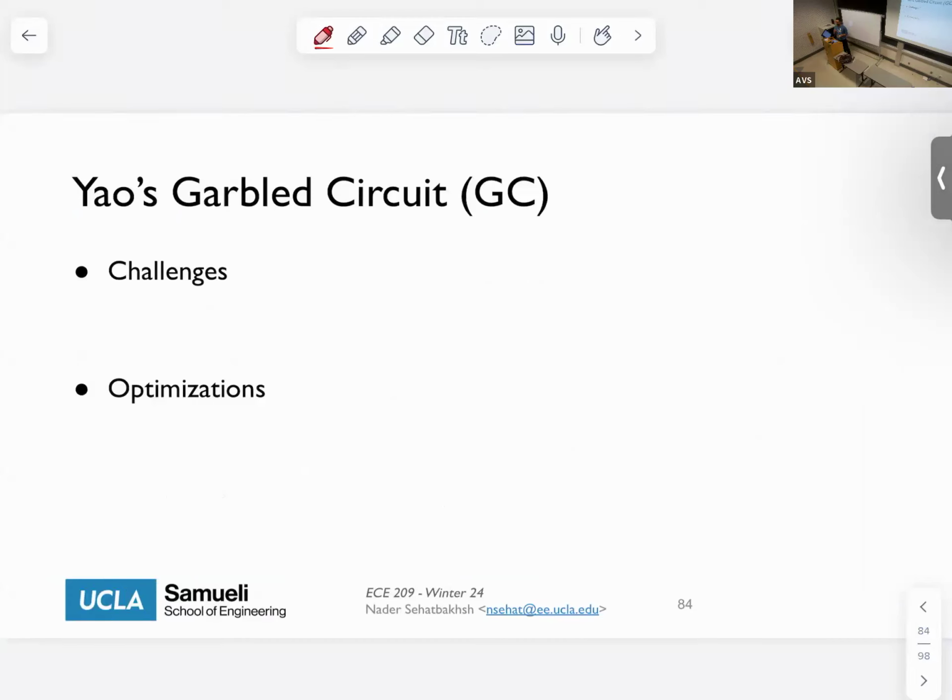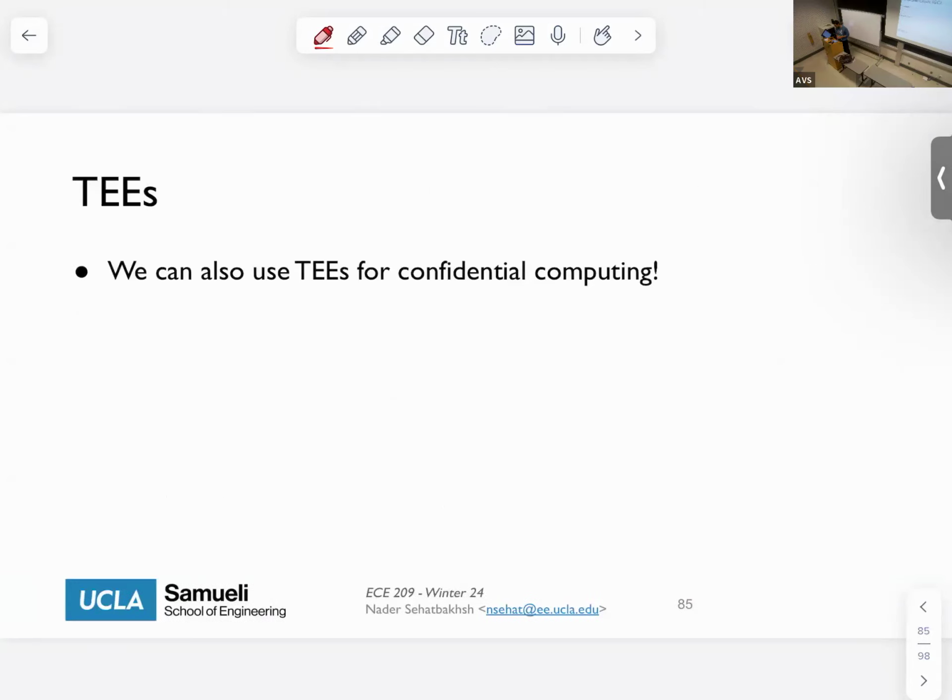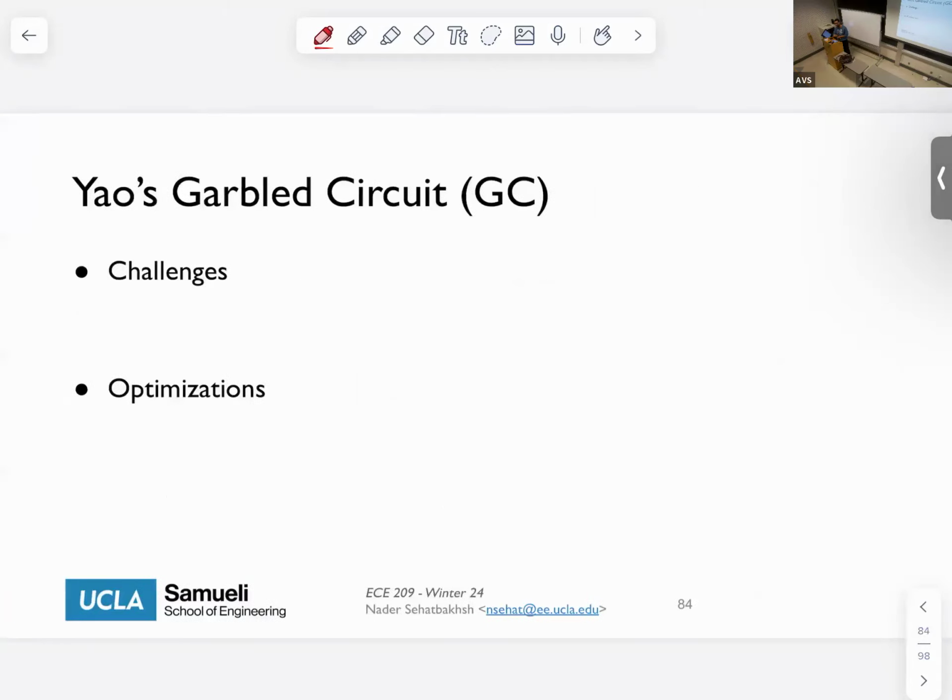GC also has, unfortunately, performance issues because there is a lot of communication between the two parties, which is actually quite slow. But in fact, you can solve the millionaires problem using GC, which is a very, very interesting problem. And the nice thing about GC is that anything that you can build with gates, essentially any problem that you have, comparators, adders, multipliers, you can use GC. So you can even apply it to nonlinear functions.